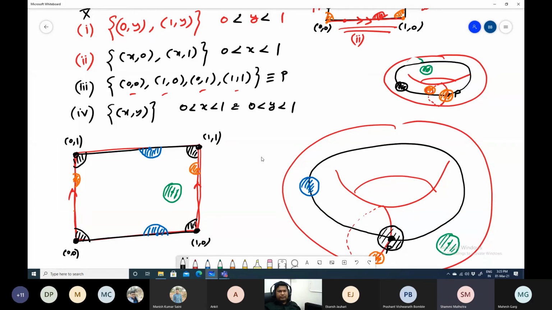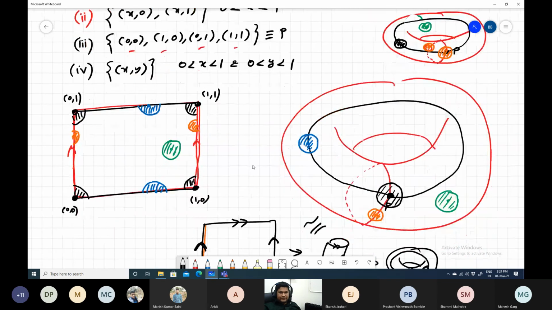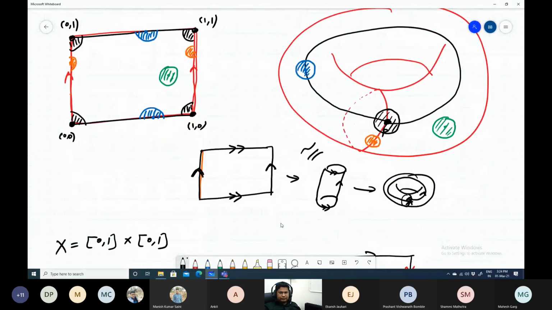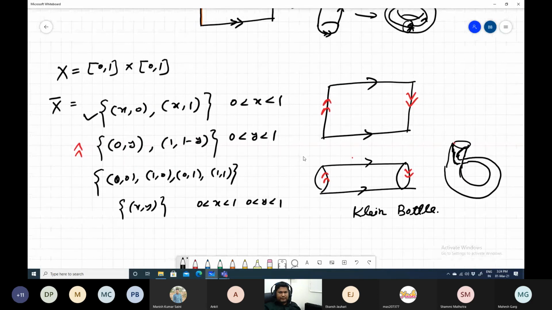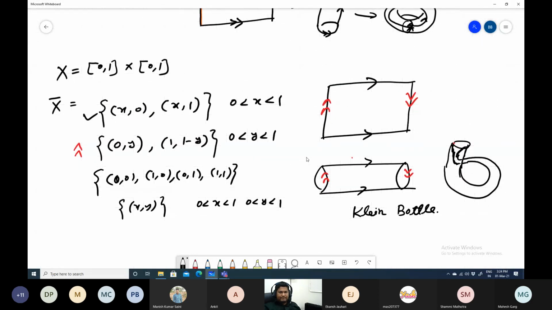Okay, sir. So these points come actually automatically here. Sir, in this we are not giving the exact quotient space, I mean to say. No. We are giving the exact quotient space here as well.